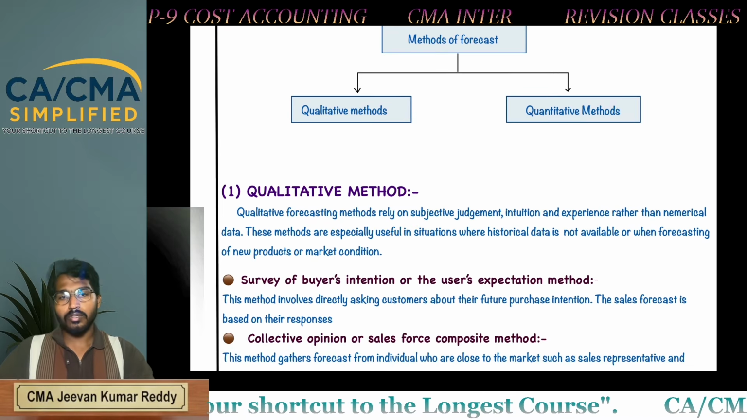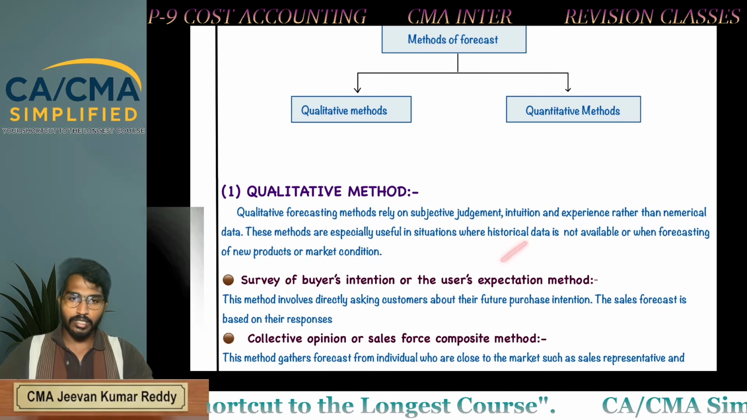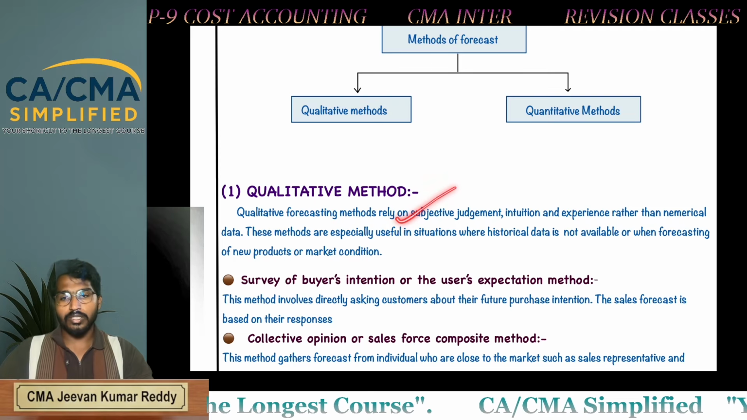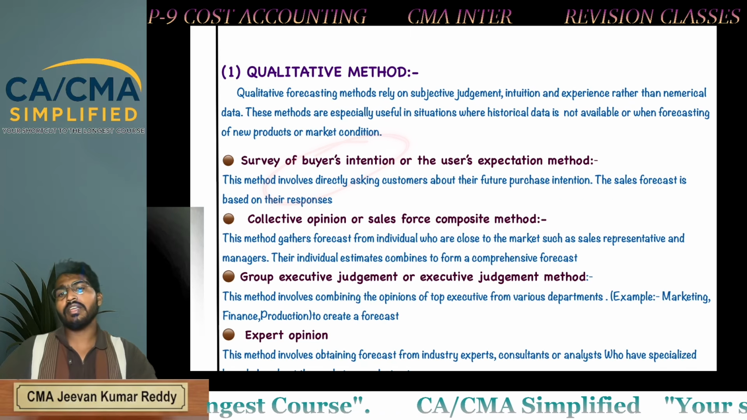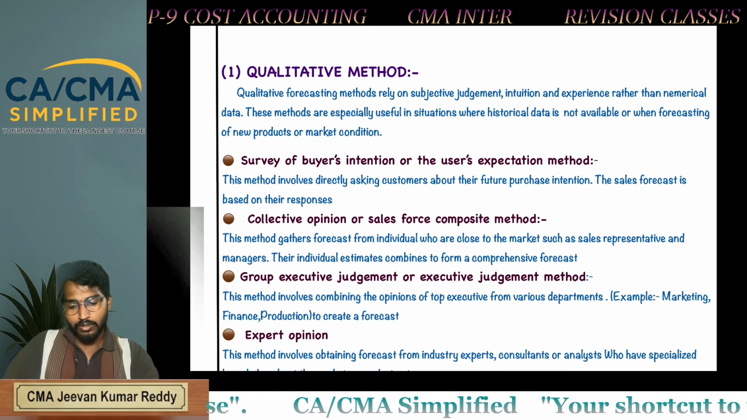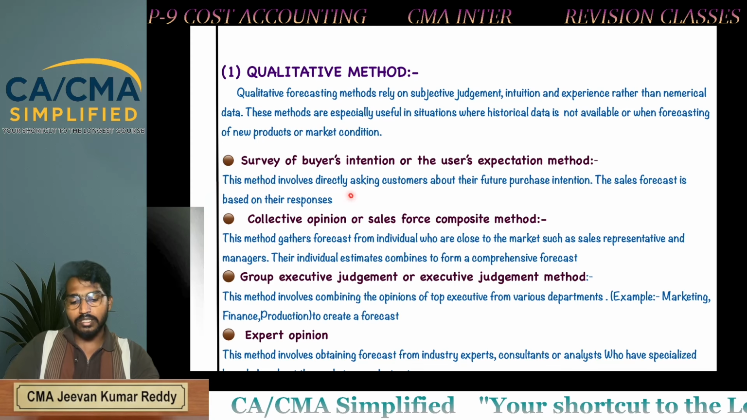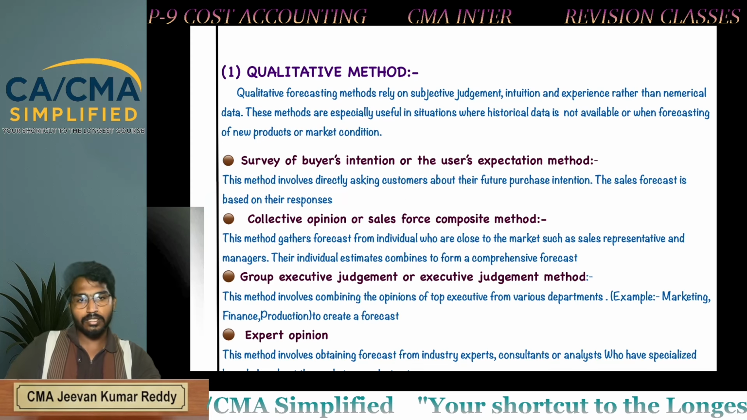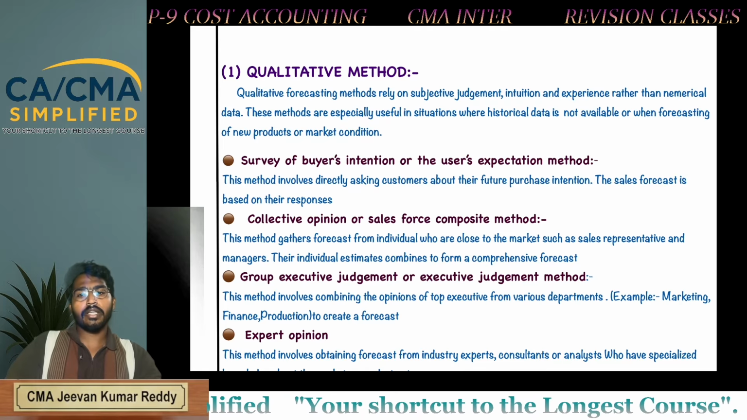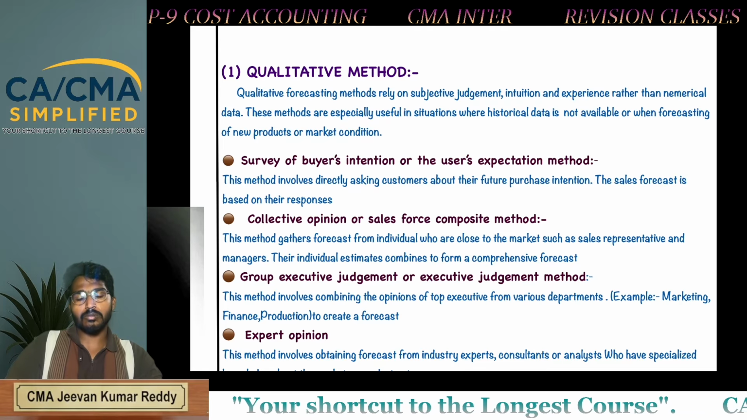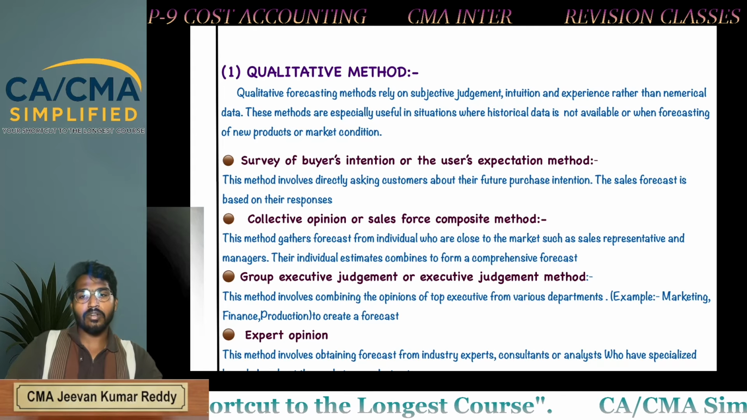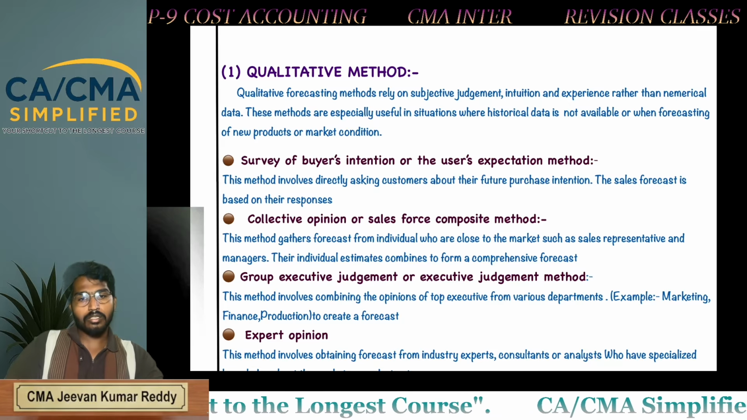First, qualitative method. When we don't have historical data and we don't have any statistical data available, we will use the qualitative method. In that, the first one is survey of buyer intention or user expectation method. This method involves directly asking customers about their future purchase intentions. Sales force forecast is based on their responses. That means we go directly to the customer and ask about their future purchase intentions, as well as what type of product they need, and what type of characteristics they need in the particular product.